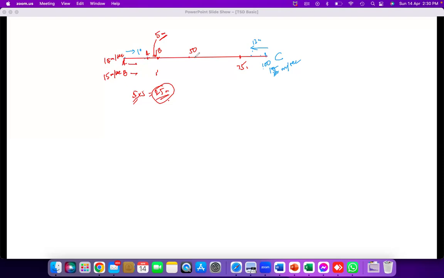Got it? Now let's say A is not traveling, B is traveling. What will happen then? After 1 second, B will travel how much? 15 meters, right? And A travels 12 meters. So what is the gap bridged? 27 meters. It means their relative speed is how much? 27 meters per second. Understood? Is this clear now?